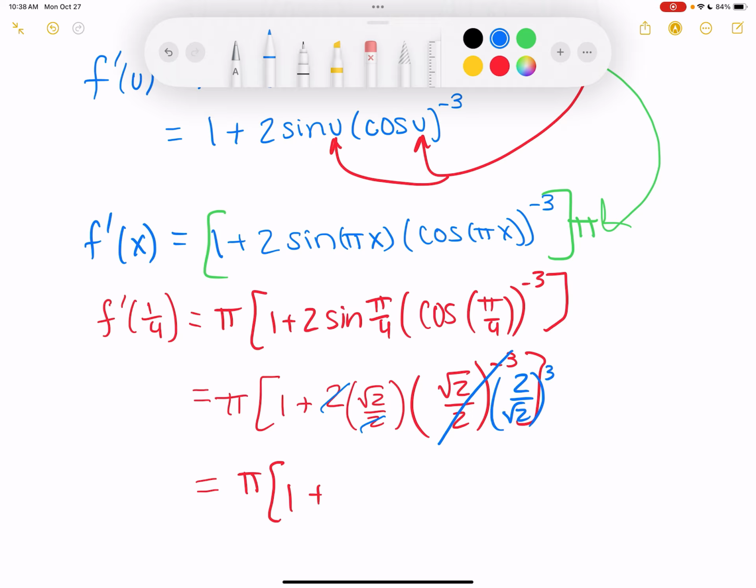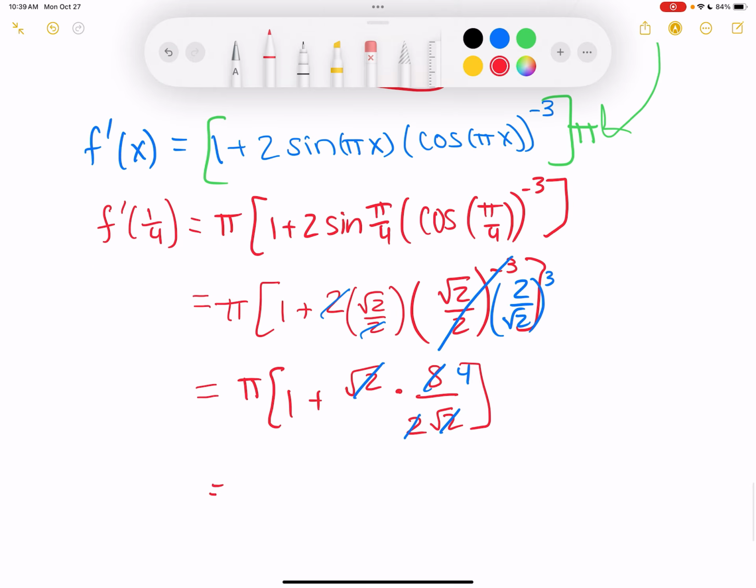Then I would end up with the square root of 2 times 8 over 2 root 2. Root 2's cancel top and bottom. 2 goes into 8 4 times, so I just have 1 plus 4 inside, so this ends up being 5 pi. And so that would be your answer.